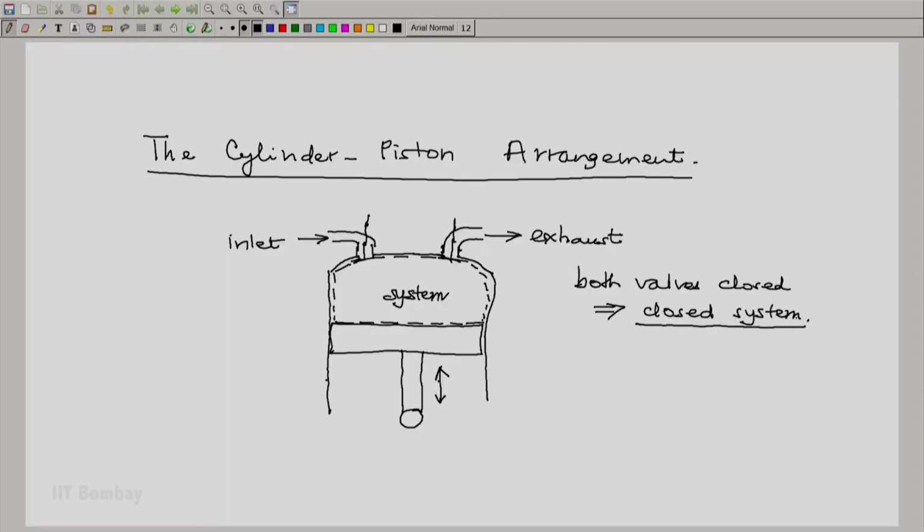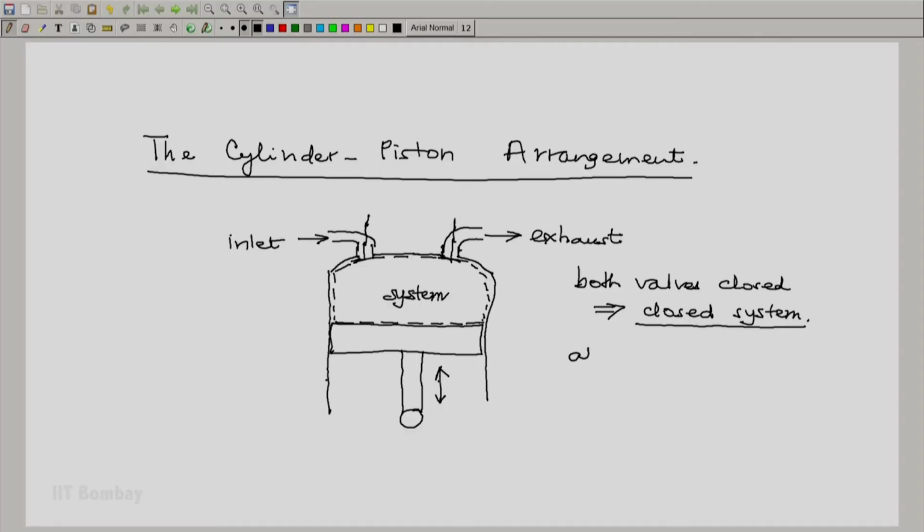and our illustrations of the wheel, the water in the bottle and a few others are illustrations of closed systems, whereas the syringe, the foot pump which we saw in the previous set of illustrations, are open systems, because if at least one valve or one passage is open, then we have an open system.